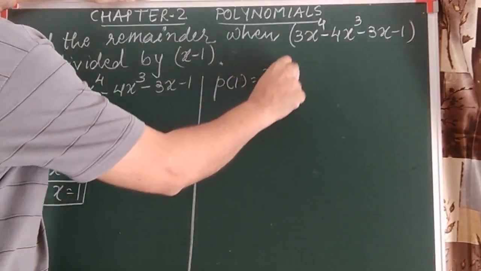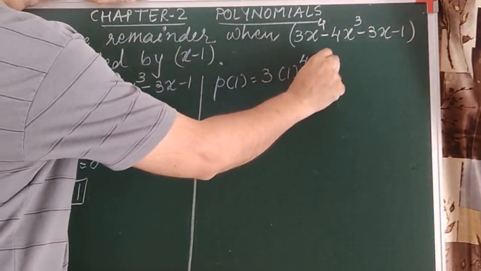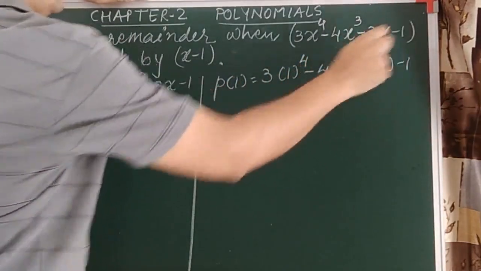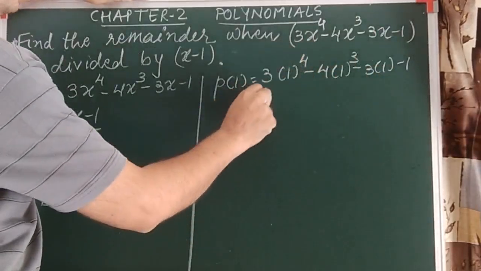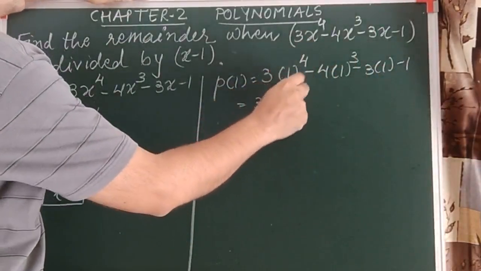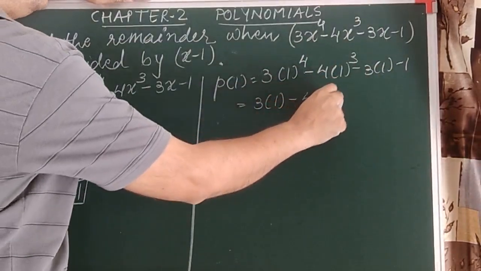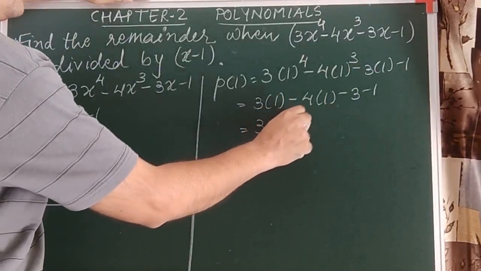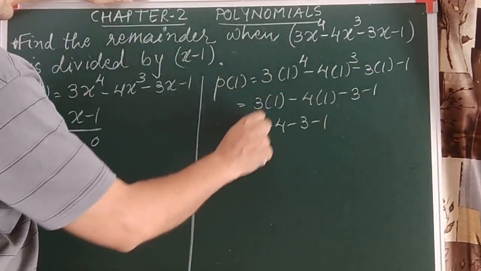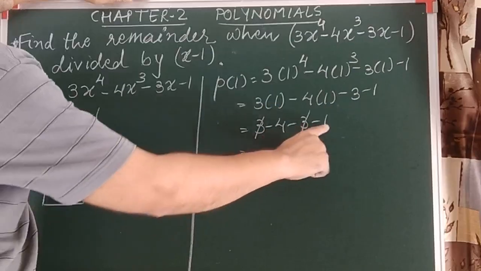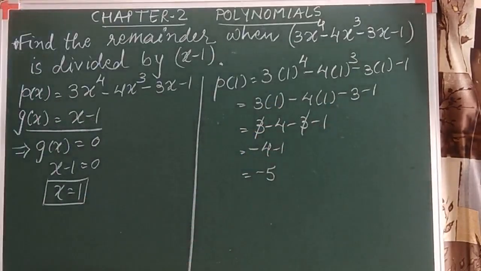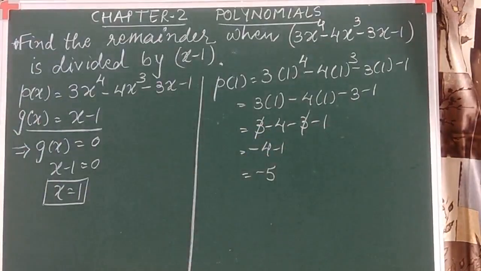So that is 3 into 1 raised to 4 minus 4 into 1 raised to 3 minus 3 into 1 minus 1. We know 1 to any power is always 1. First we simplify the power. 4 into 1, minus 3, minus 1. So 3 ones are 3, minus 4, minus 3, minus 1. We can cancel this. Minus 4 minus 1. What is the answer? It's minus 5. Recall the previous question. The remainder is also the same, and that is minus 5.